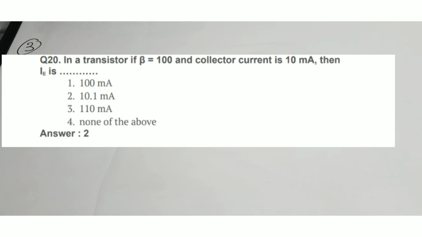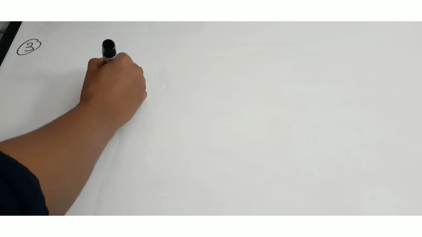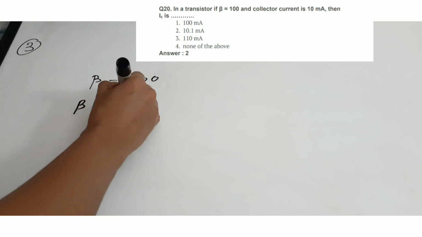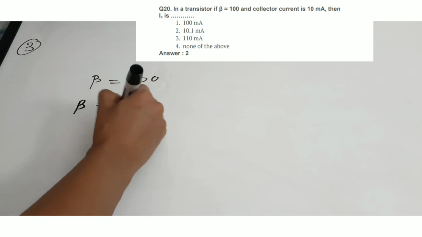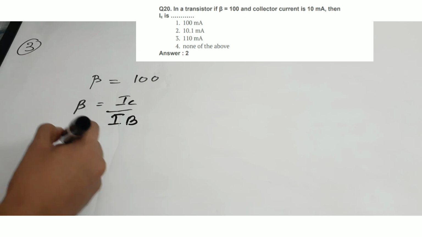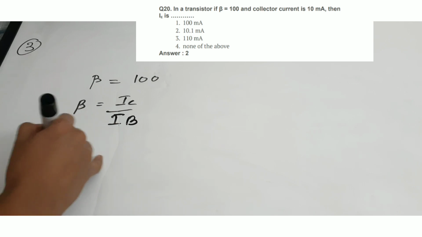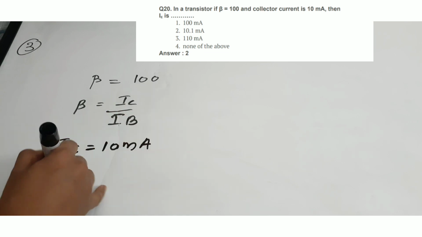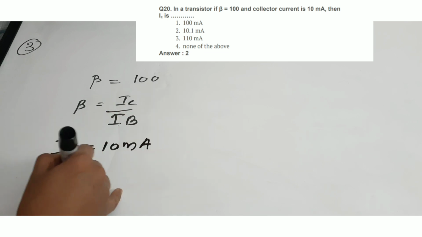Again we have to go with the same equations to find this. I'll write down the values first. Beta is given as 100, and we know beta is equal to IC by IB. I'll write that also. We have been given the value of IC as 10 milliampere. We have to find the value of IE.